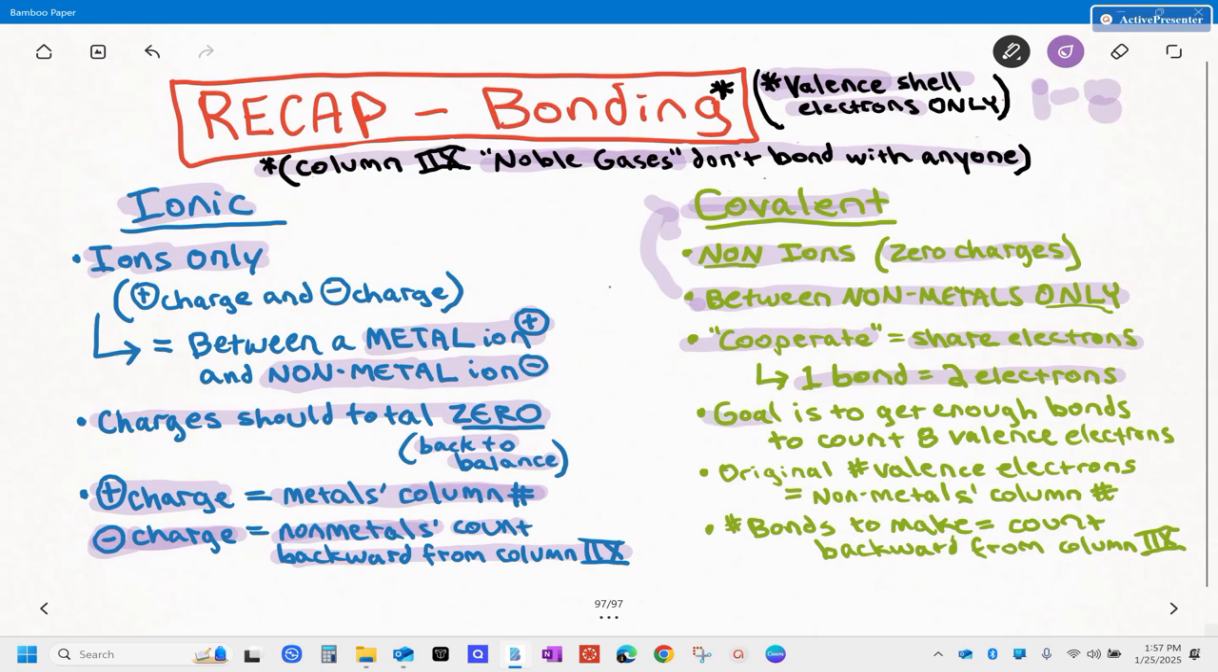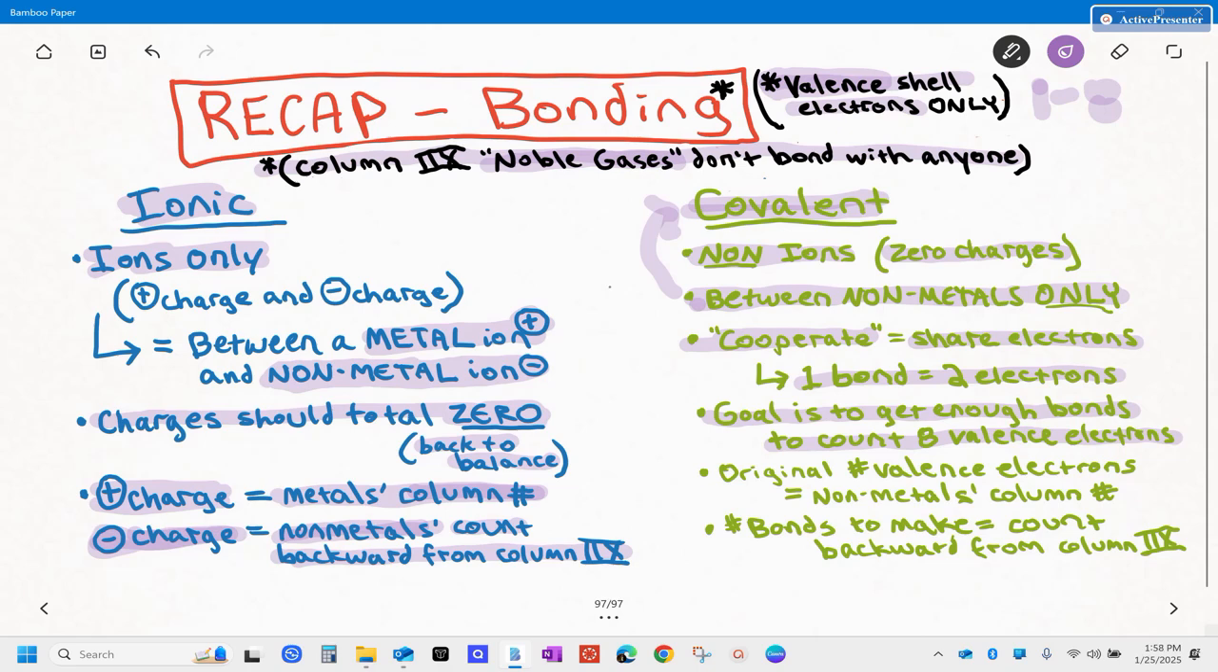The goal of covalent bonding is to bond to the different elements to get enough bonds so you can technically count 8 total valence electrons orbiting around you. And that's including the electron that's donated from the other elements in that bond. So if you have one element that is bonded to another element, it picks up that extra electron from the bond that was donated from the other element.